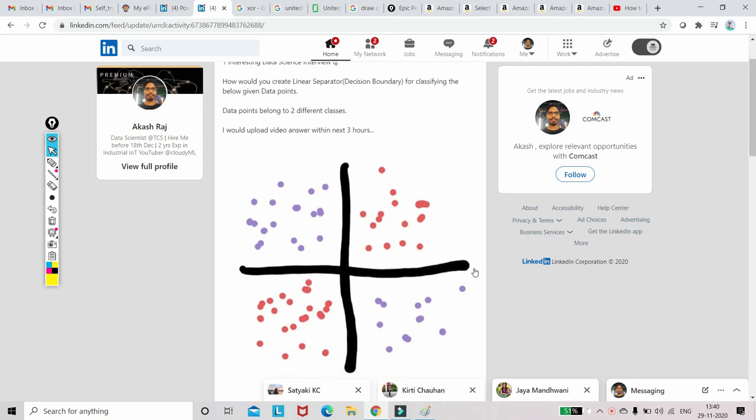I posted a question on LinkedIn: how to draw a linear decision boundary for a dataset like this. I also said that I will be posting the video answer, and here I am making the video. As you can see, this dataset is not linearly separable. You can't draw a line which can separate all these data points, right? So first of all, understand what kind of data it is. It is something called XOR data.